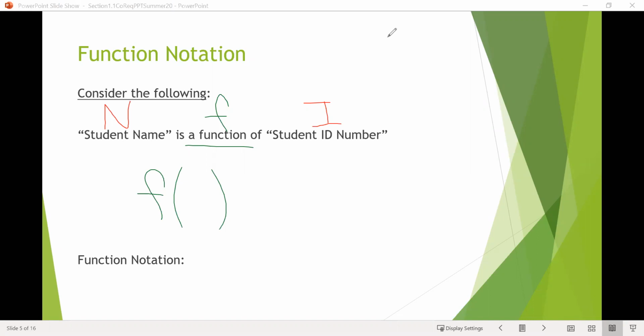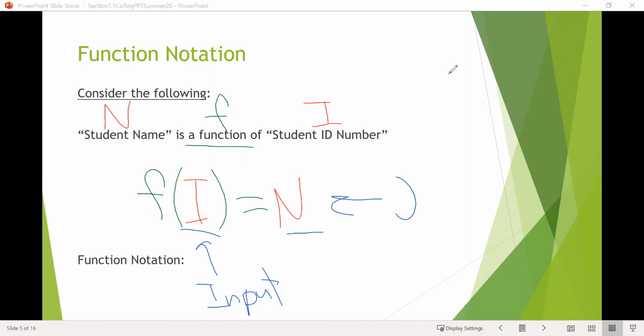So in this case, since student name is a function of student ID number, our input here would be I. So that's where the input goes. And then that equals the output. So in this case, the n. So that is our output. Okay, and this is read as f of I, not f times I. f of I equals n. And again, that's telling us that we input a student ID number here, and it outputs a name, right?